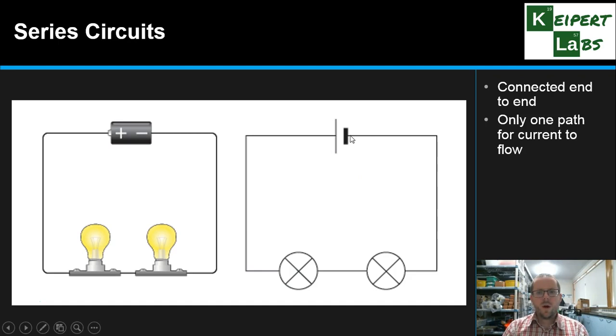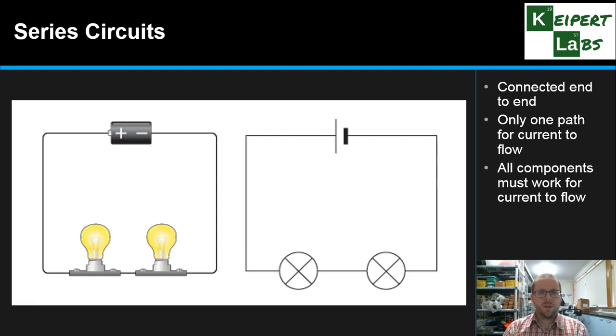Okay, so there's only one path that current can flow from here all the way around. And so all components must work for the electricity to flow. We recognize that a circuit needs to be a closed loop, so that if there's a break at any point in this circuit, whether this globe is faulty or this one, or that there's a connection that's loose, then the current cannot flow at all. Okay, so that's one of the features of a series circuit.